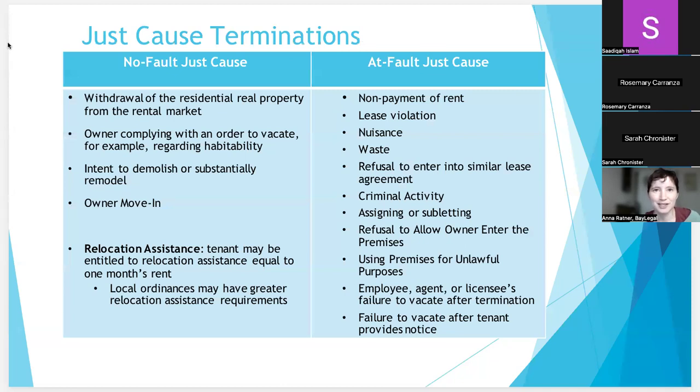So at-fault just causes is where the tenant has done something wrong or is claimed to have done something wrong, like non-payment of rent, violating the lease, criminal activity, etc. And the full list is here on the slide.